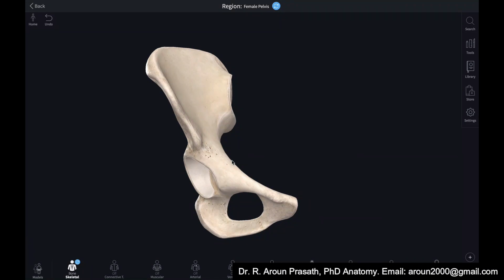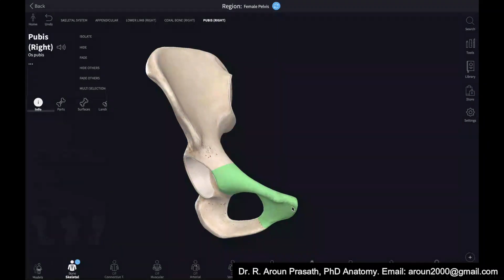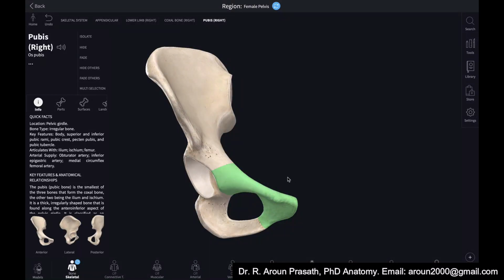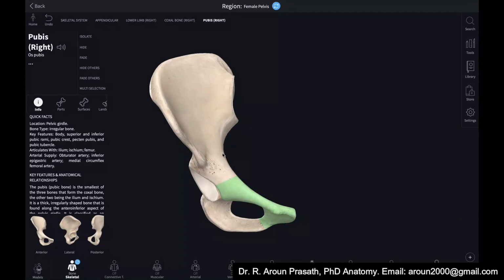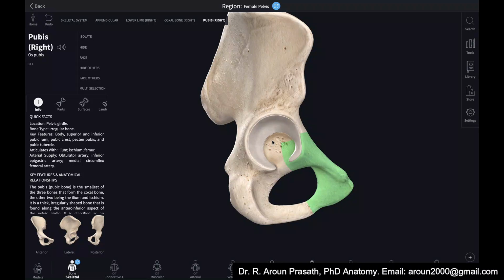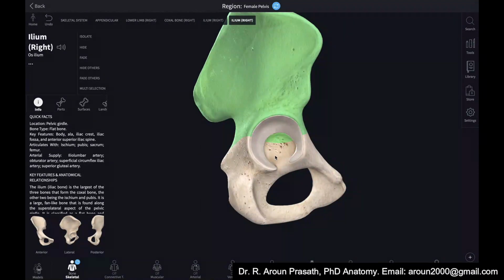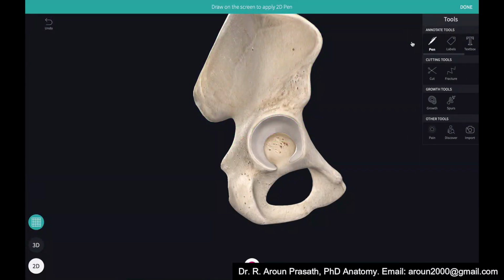Okay, so in one innominate bone there are three bones, that is the ilium, the ischium, and the pubis. These are the three bones. Okay, these three bones unite together to form a cavity called acetabulum. If you look at the lateral aspect, this area is the acetabulum. We call it the socket of the hip joint.